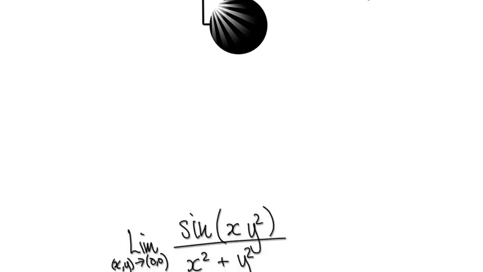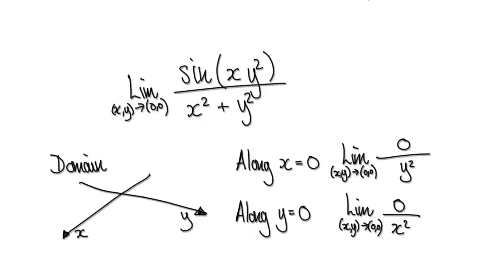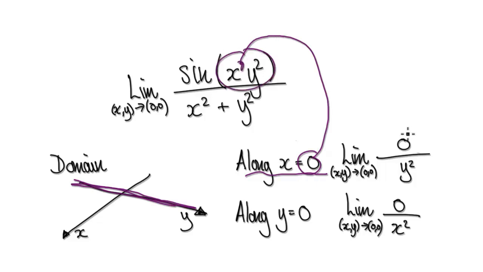In this video we're going to work out the limit of this function. So let's consider along x equals 0. So this is your domain. X equals 0 is along here. So when x equals 0, we can put 0 into here. So sine of 0 would be 0, and then put 0 into here. That would just leave you with y squared.